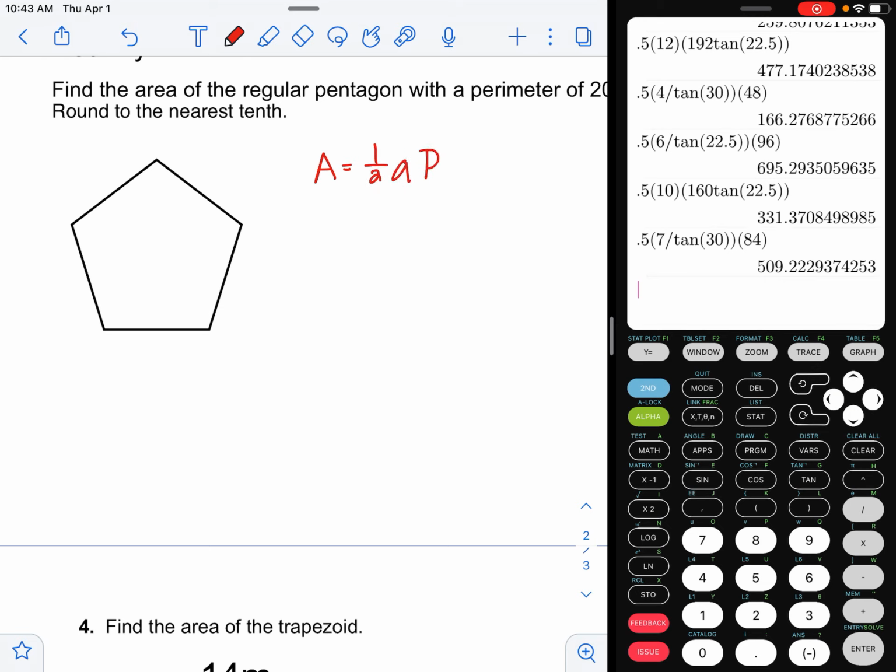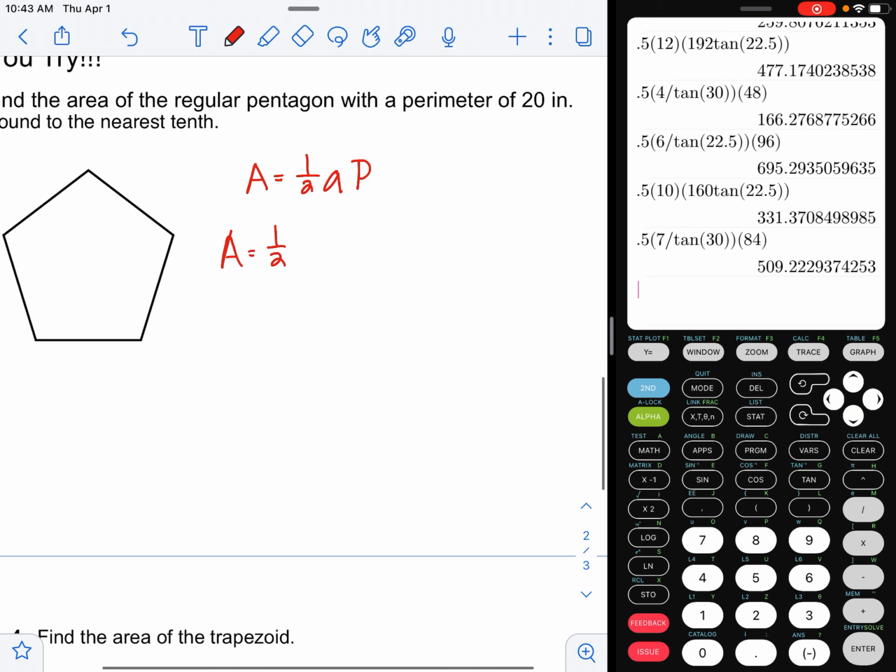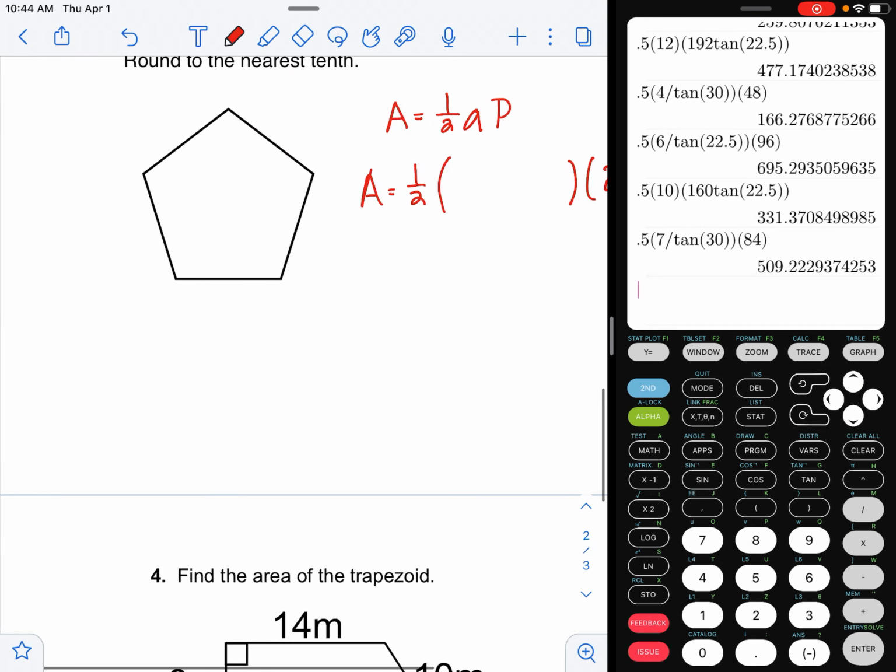Area equals 1/2 apothem times perimeter. Area is equal to 1/2. Was I given the apothem? Nope, so I'm going to leave a space for it. Was I given the perimeter? Yes, it says the perimeter is 20. All right, so I need the apothem. That means I need to draw it in.